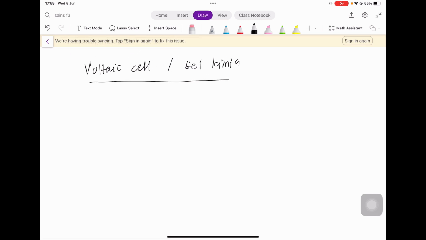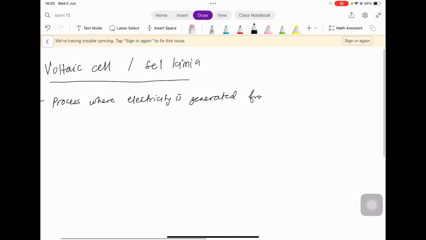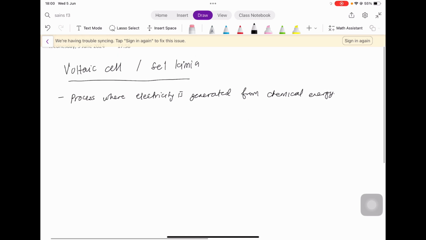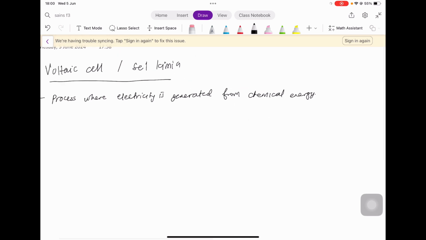What is a voltaic cell? It's a process where electricity is generated from chemical energy. Okay. So you see, apa maksud dikatakan electricity is generated from chemical energy?